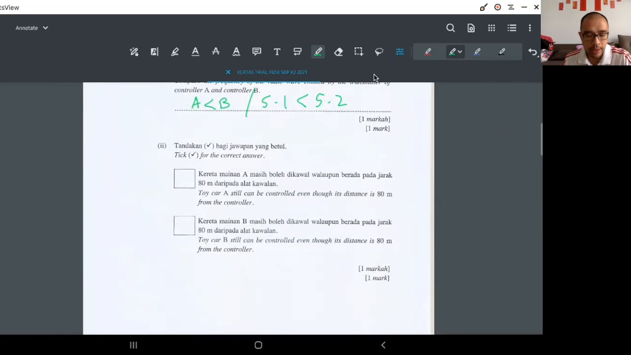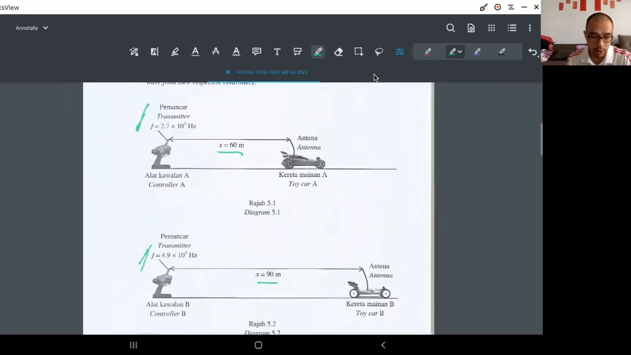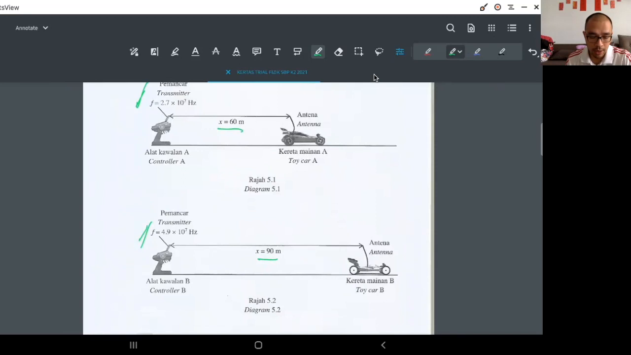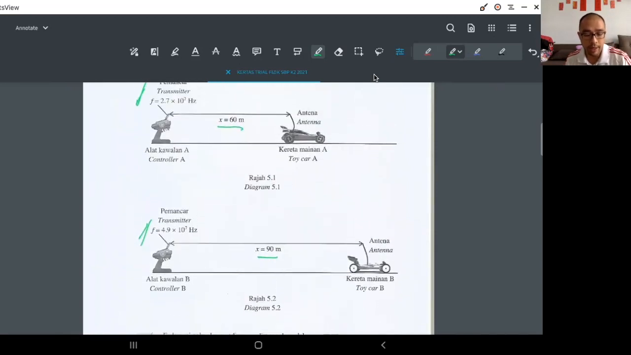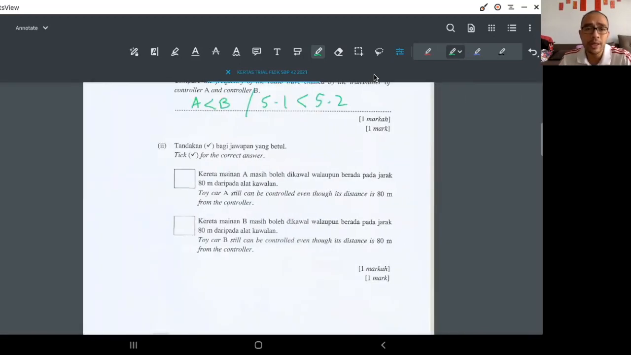Toy car A still can be controlled even though its distance is 80 meters from the controller, or toy car B. Okay, when you look at this, obviously B is the correct answer lah. It's a no-brain one. No need brains also, you can see. Toy car B still can be controlled even though its distance is 80 meters from the controller. The key here is this 80 meters.